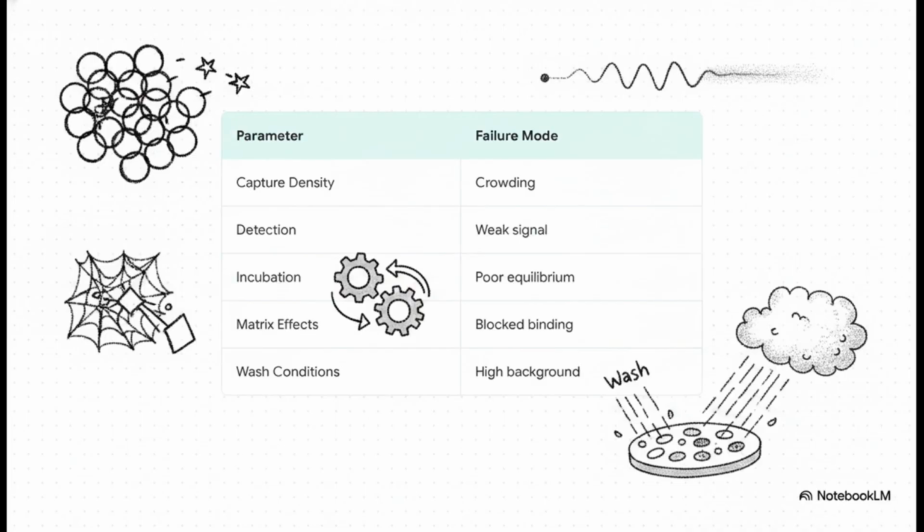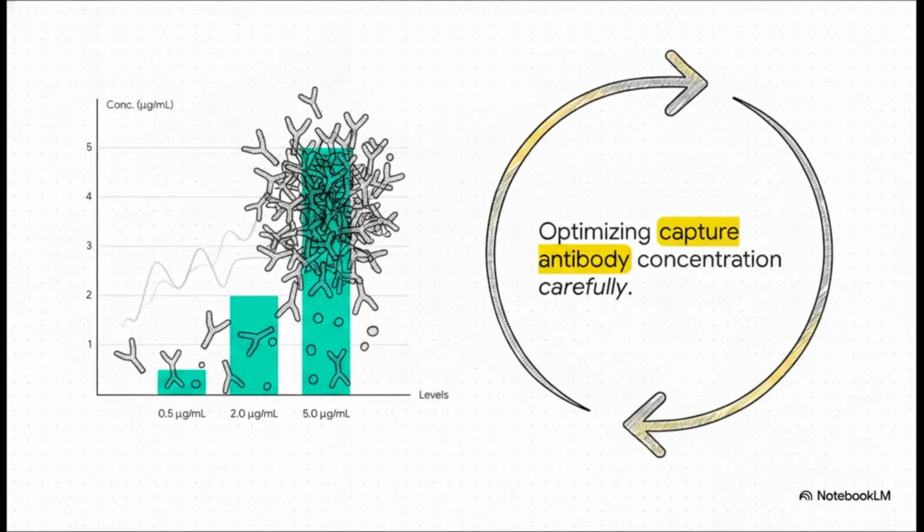Or sample matrix effects are just physically blocking your epitopes. And finally, it might just be your wash conditions either stripping away your true binding events or leaving behind a frustratingly high background noise. Let's look a bit closer at your capture optimization range. A standard, safe starting point is typically 0.5 to 5 micrograms per mil.